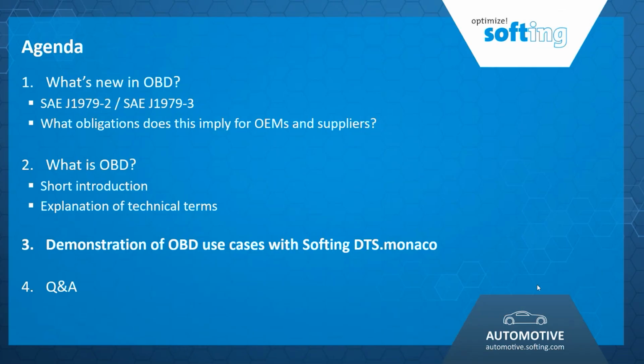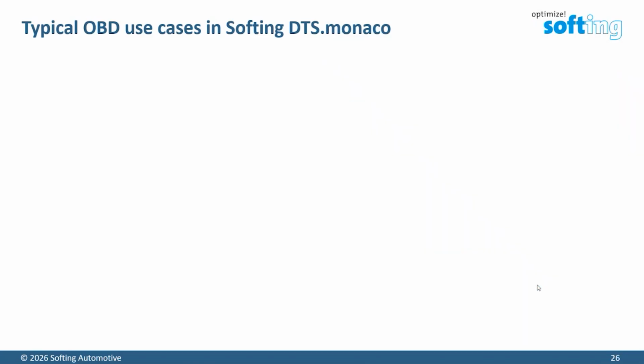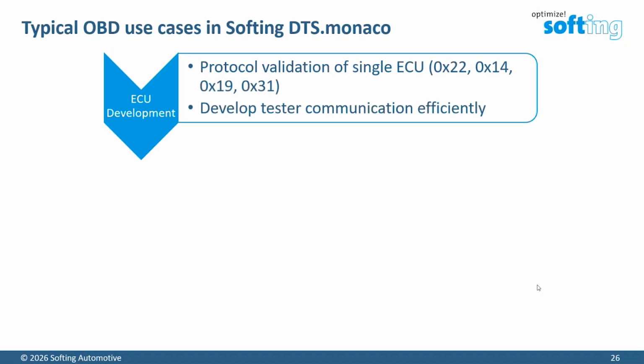So now it's time to demonstrate the OBD use cases with our development tester, Softing DTS.monaco. Let me show you some typical OBD use cases. ECU development. So let's assume we get the first ECU prototypes, and these prototypes need protocol validation, which means that we test these 4 services, service ID 22, 14, 19, 31. And the goal is to develop tester communication efficiently.